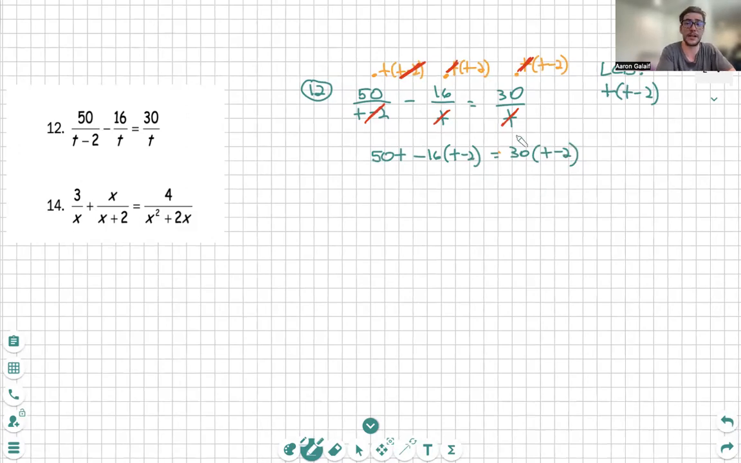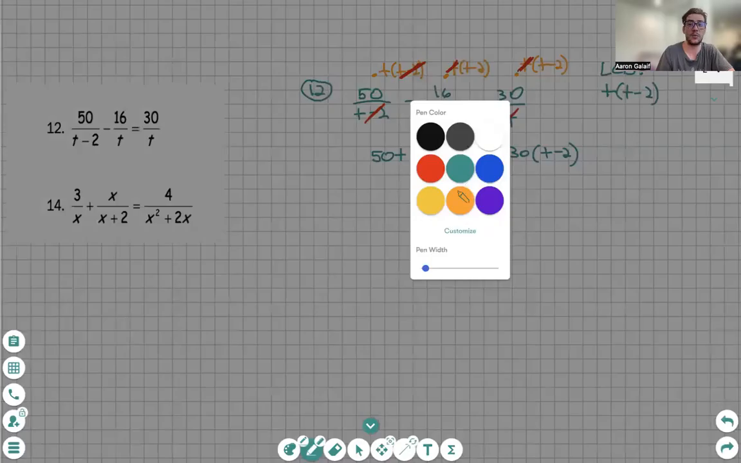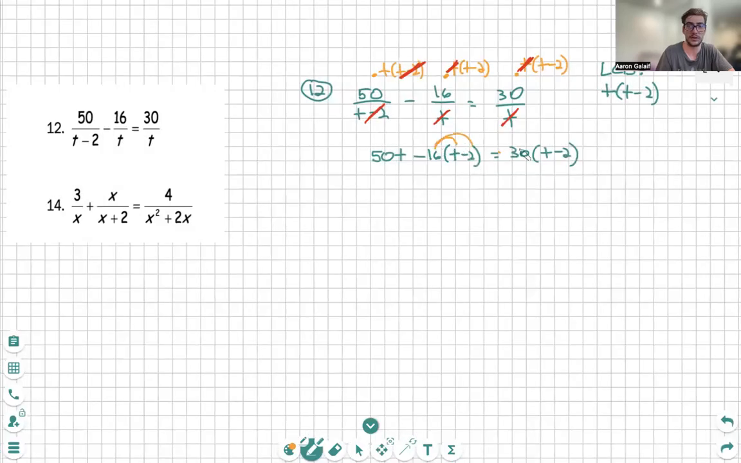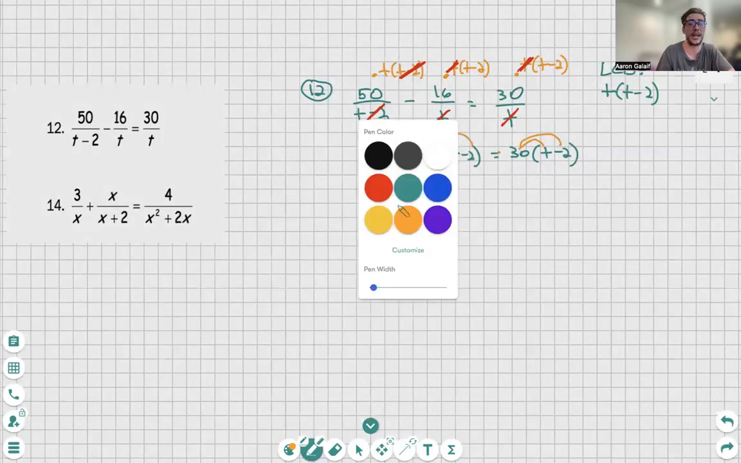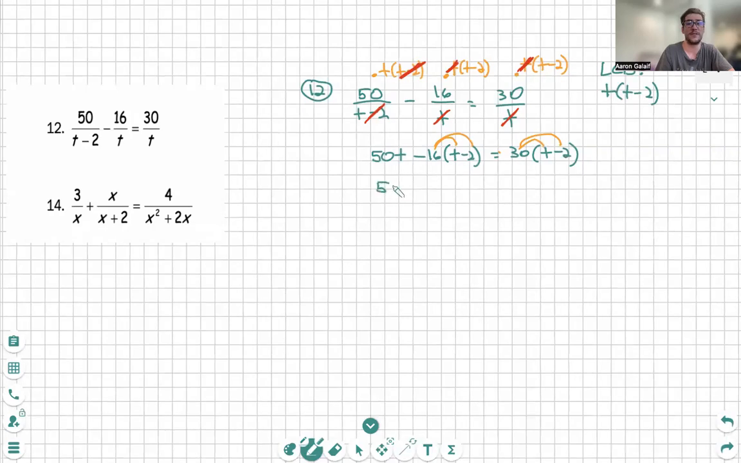Sometimes it is easier to make sure you keep your parentheses so we don't jump into the distribution. Sometimes it's easier to write these out. In fact, I strongly suggest it. Write it out, and then we can distribute. So let us now clean up the next step. 50t minus 16t plus 32 is equal to 30t minus 60.